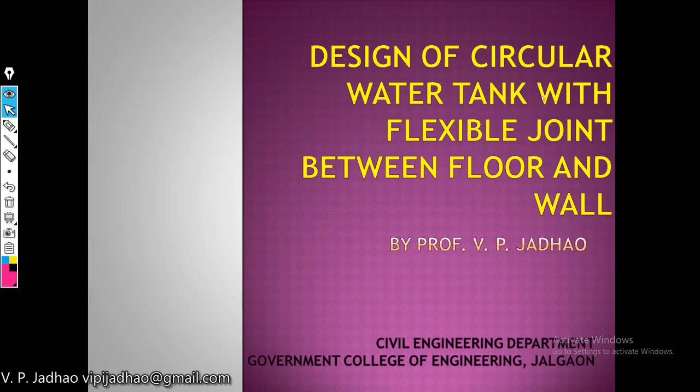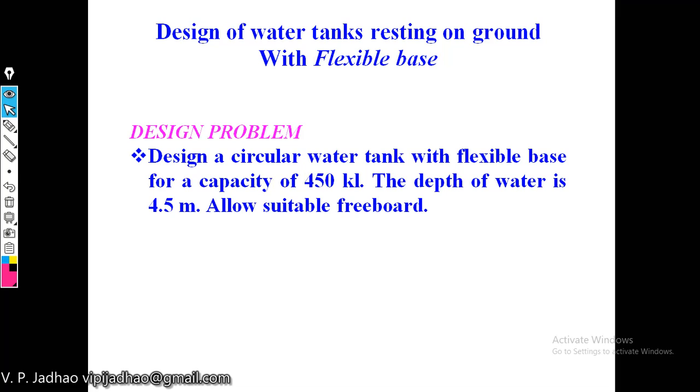Okay, so we'll start with the design of a circular water tank with a flexible joint between floor and wall. The design problem statement is: design a circular water tank with flexible base for a capacity of 450 kiloliter. The depth of water is 4.5 meter and allow a suitable freeboard. So this is the problem statement. We'll start with the design directly.